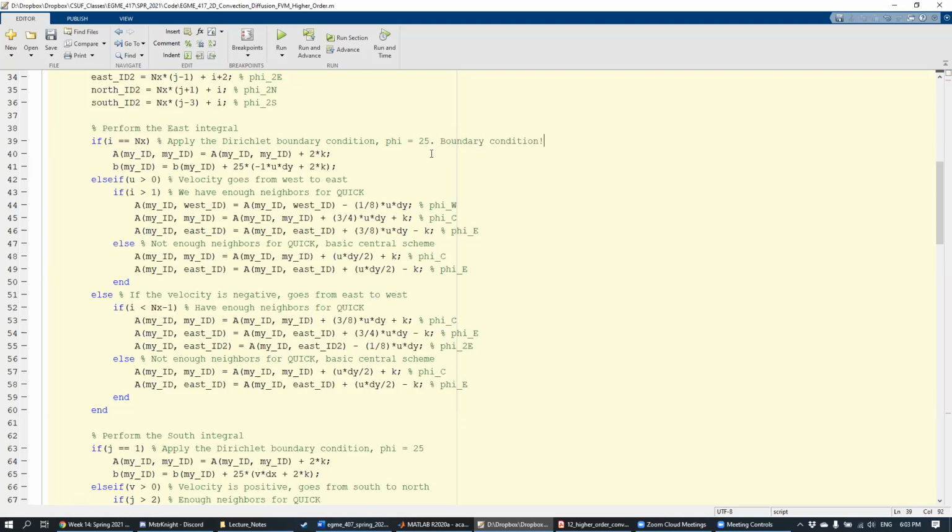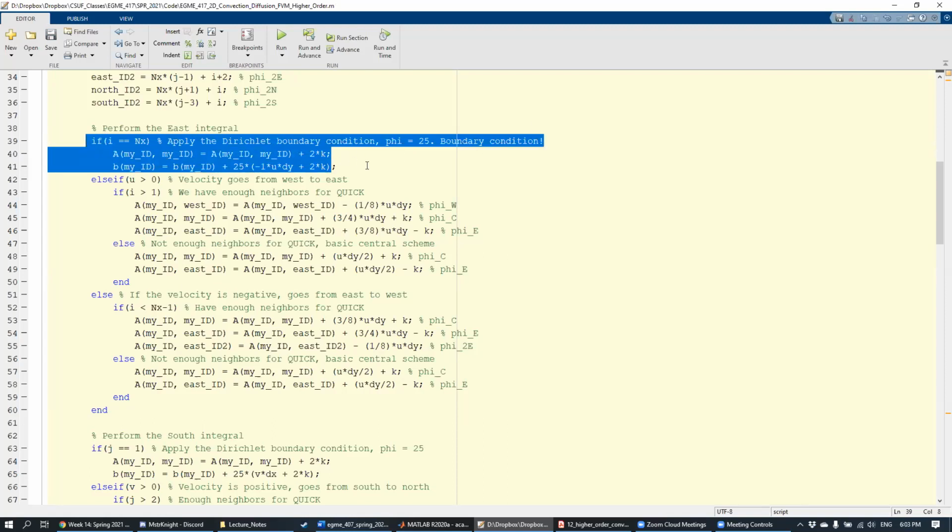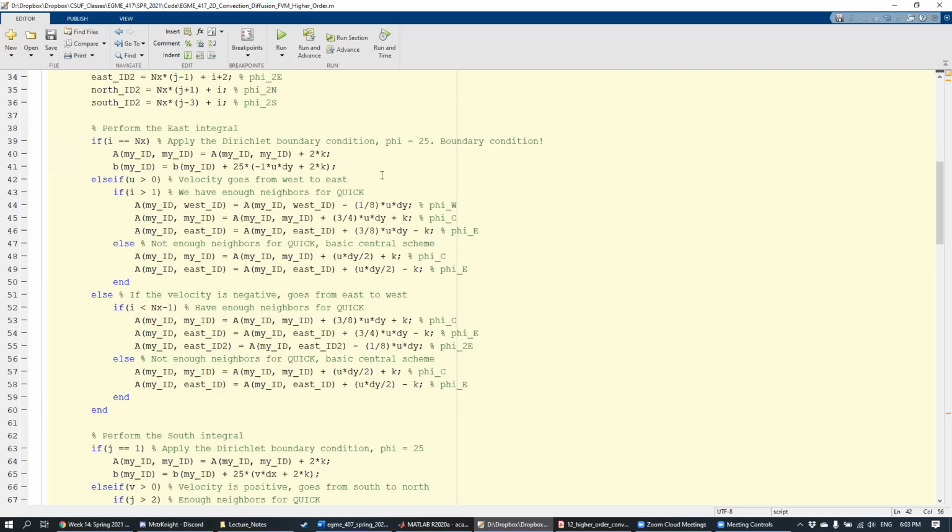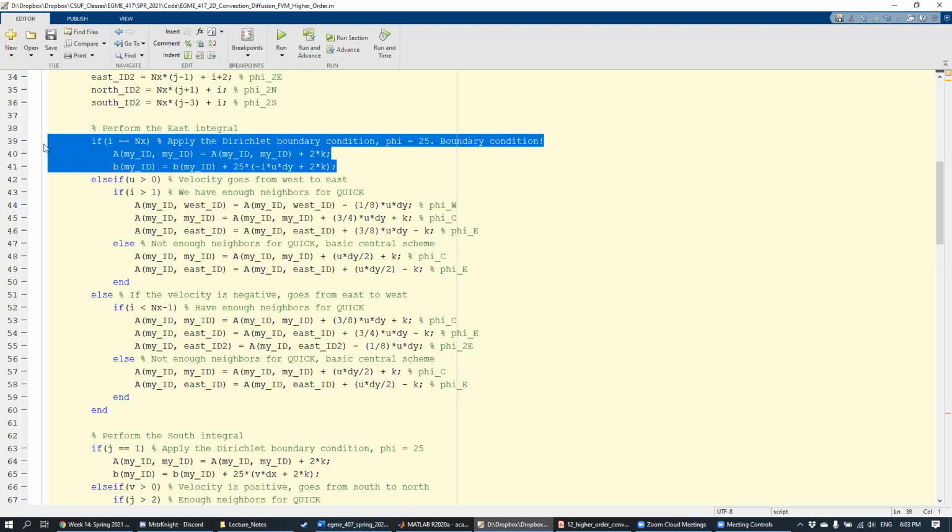In this case, we have a Dirichlet boundary condition, which is phi is equal to 25. This incorporates the coefficients both in the left-hand side matrix as well as in the right-hand side vector for the boundary conditions. This is nothing new; it's exactly the same as what we did before when we did 2D convection diffusion with finite volumes. Whenever you're performing these integrals, the first thing you should always check is if you're on a boundary, and if you are, then you have to apply the boundary conditions.